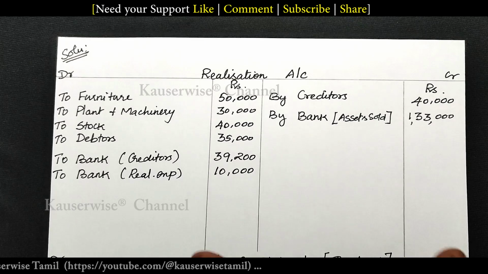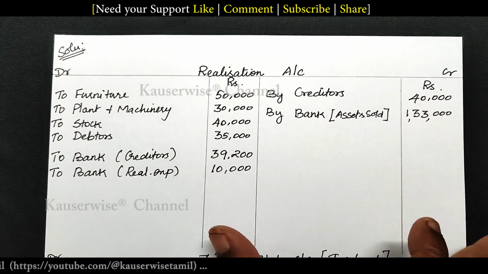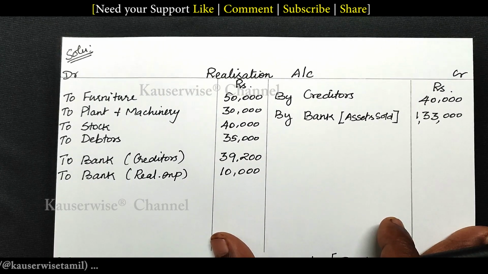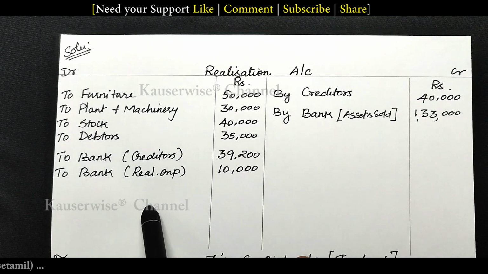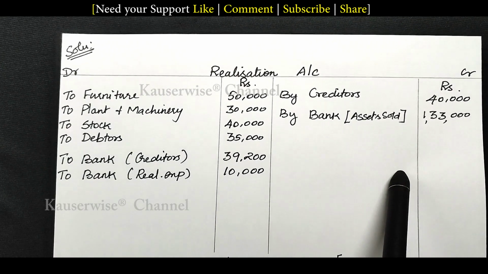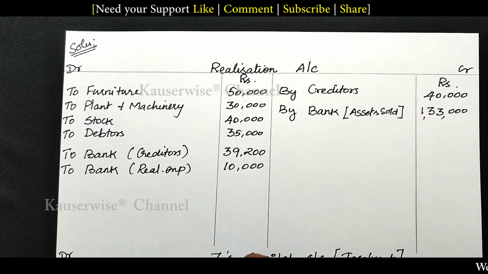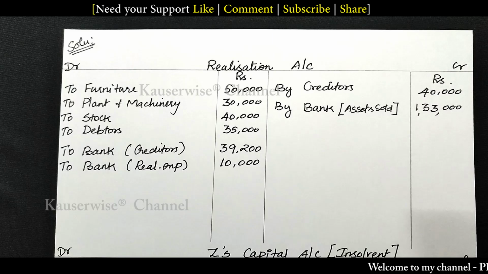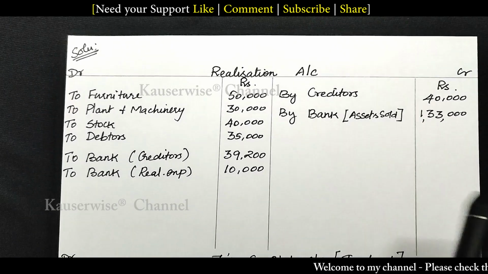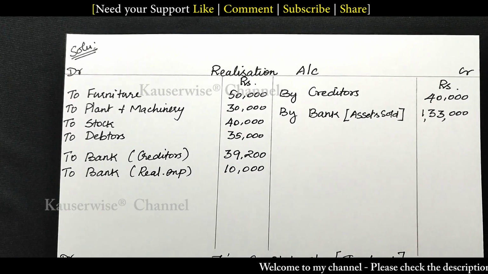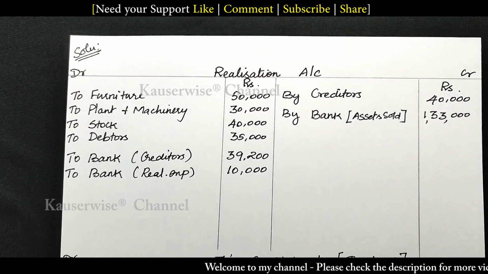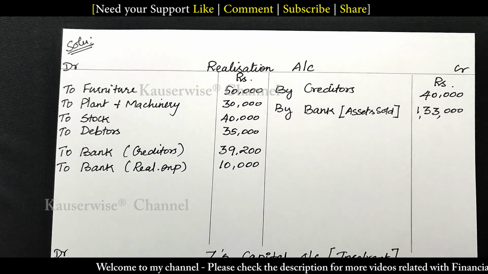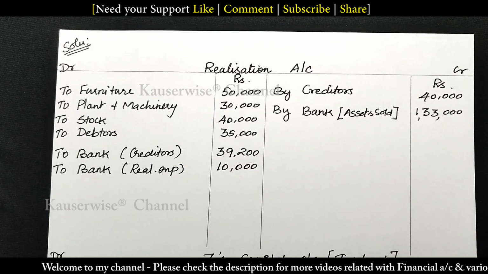Now we need to close the realization account in order to find out the balancing figure. The balancing figure will be either profit on realization or loss on realization. Mostly for dissolution problems, you will be getting only a loss on realization. Whatever the result may be, that will be transferred to all the partners' capital accounts or current accounts according to their profit sharing ratio. Now let's see the balancing figure.